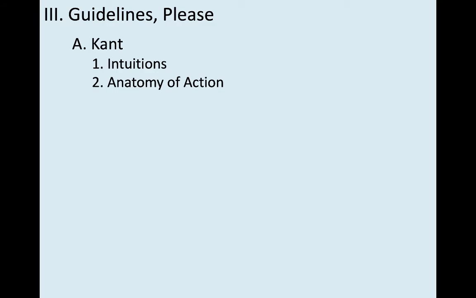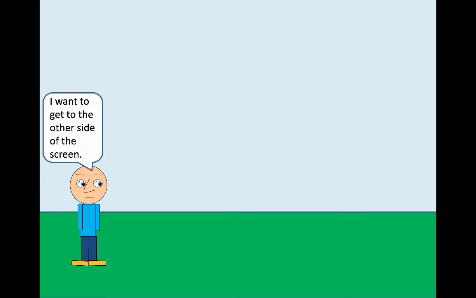Okay, so in the last video, we looked at Kant's intuitive reactions to various cases, or the two intuitive reactions he thinks you'll share. In this video, we'll look at how Kant thinks actions work, the various parts he thinks actions have. So here's a person, and this person is thinking a thought.